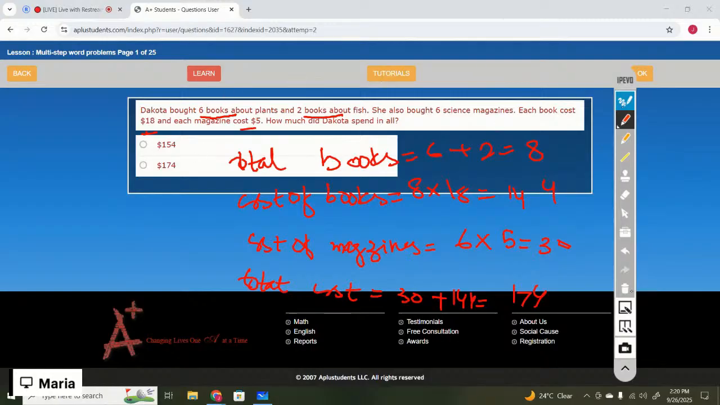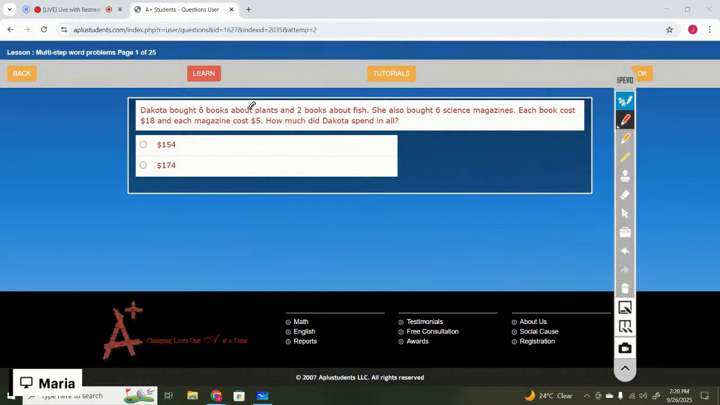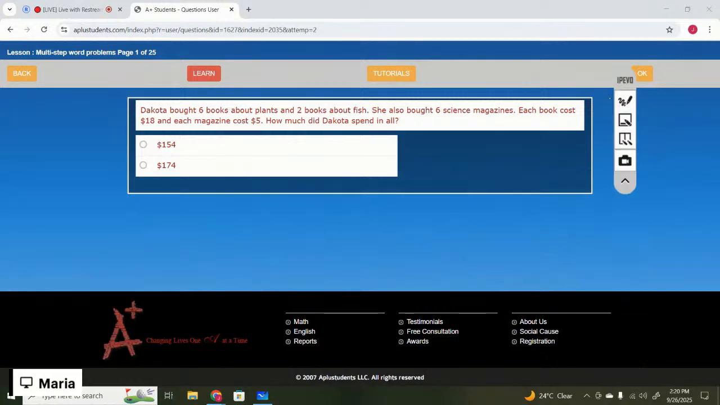That is $174. Option number 2 is the correct option.